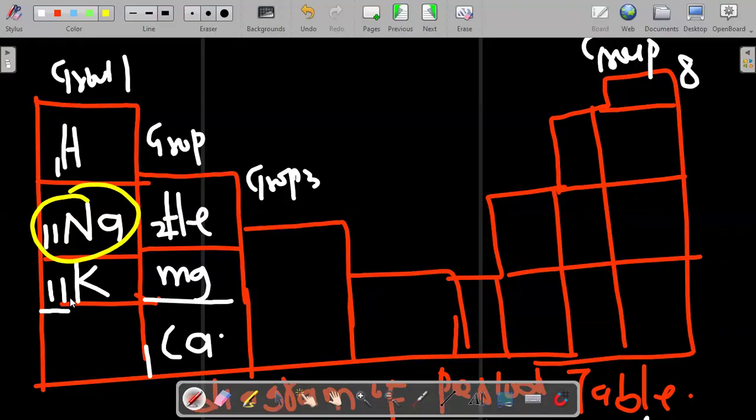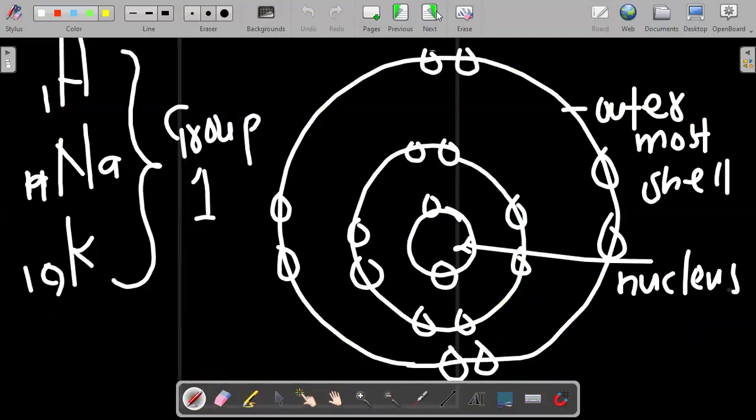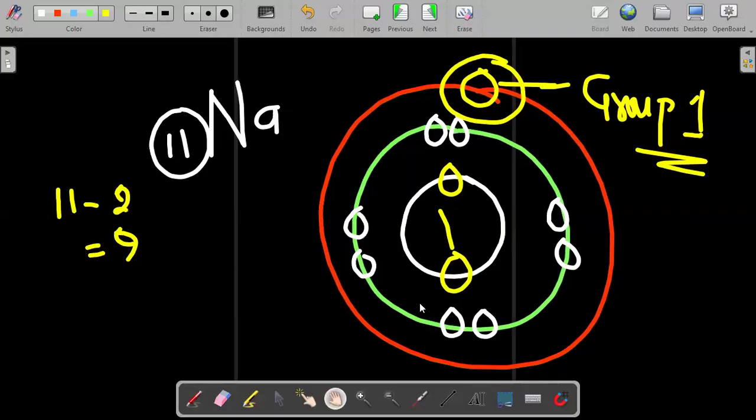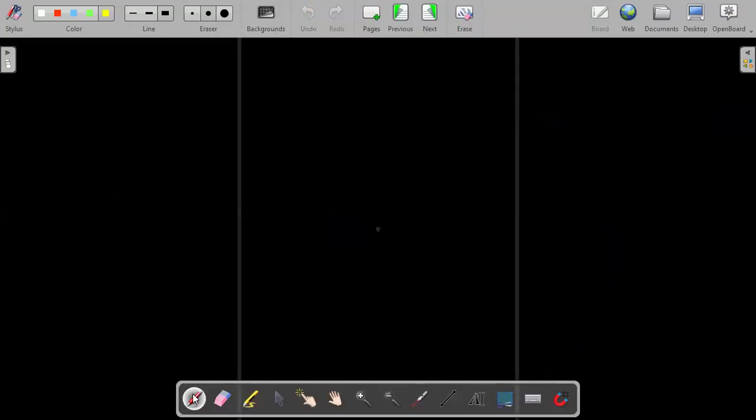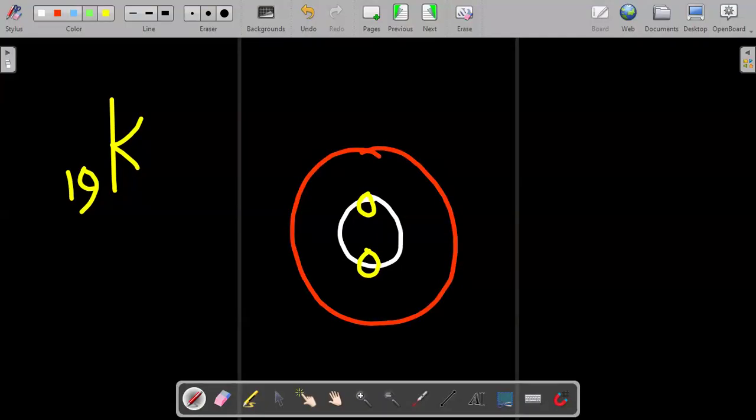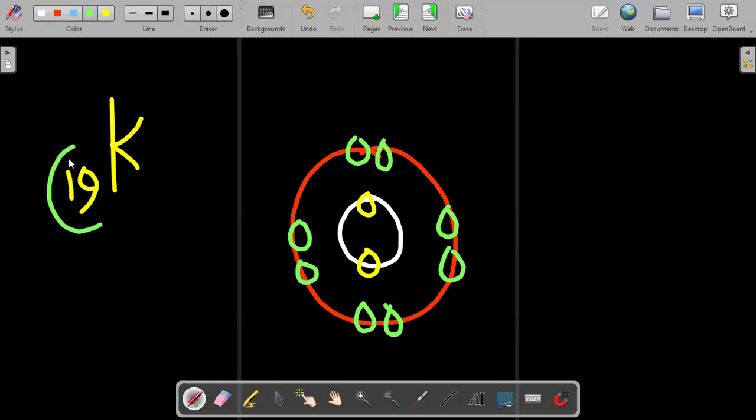What about potassium? Potassium is 19 according to the first 20 elements. Let's arrange potassium and see. Potassium, which is K, is 19. Like we said, the first shell must contain 2 electrons. Then the second shell will contain 8 electrons. This is 2, 4, 6, and 8. So 2 plus 8 is 10 already, remaining 9 from the 19.